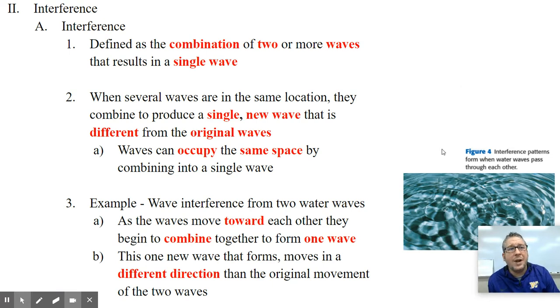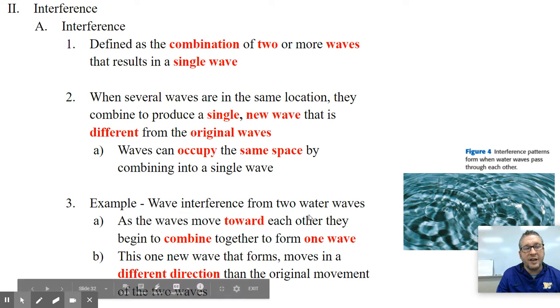Oftentimes, when we have multiple waves in a certain area, we're going to have what's called interference. Now, there are different kinds of interference. Well, first of all, interference is known as the combination of two or more waves that is going to result in a single wave. When several waves are in the same location, they combine to produce a new wave that is different from the original waves. Okay, waves can occupy the same space by combining into a single wave.